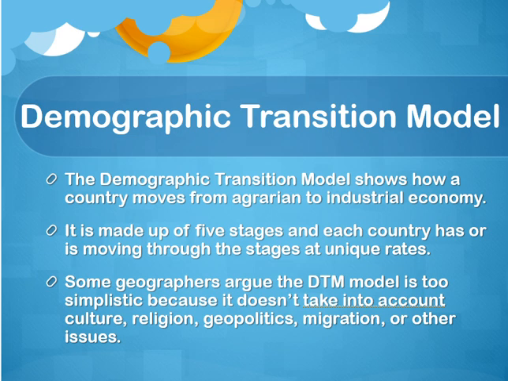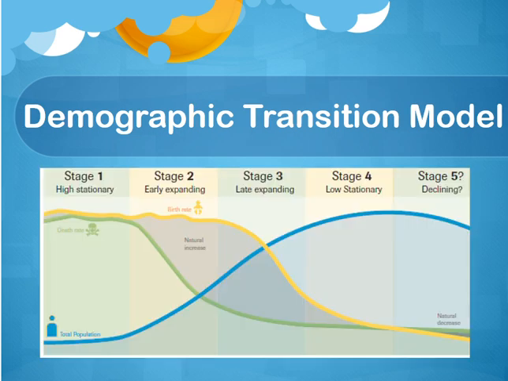The demographic transition model is important. It's got 5 stages. You need to be able to think about what each stage indicates. Each stage indicates something different in terms of birth rate and death rate. And the result is going to be either population growth, decline, or it's going to stay flat.